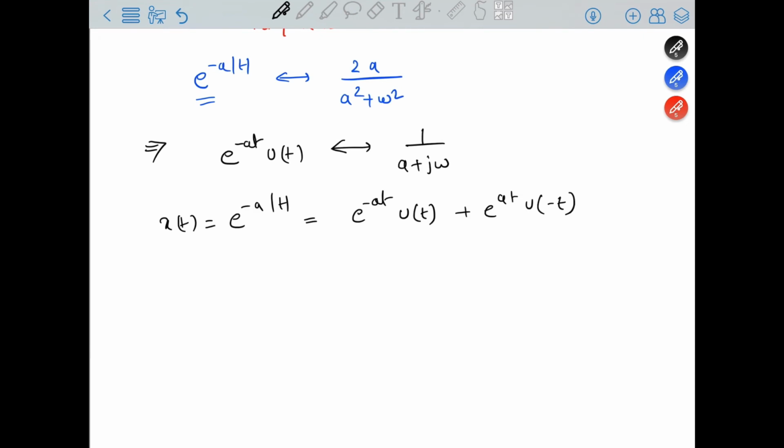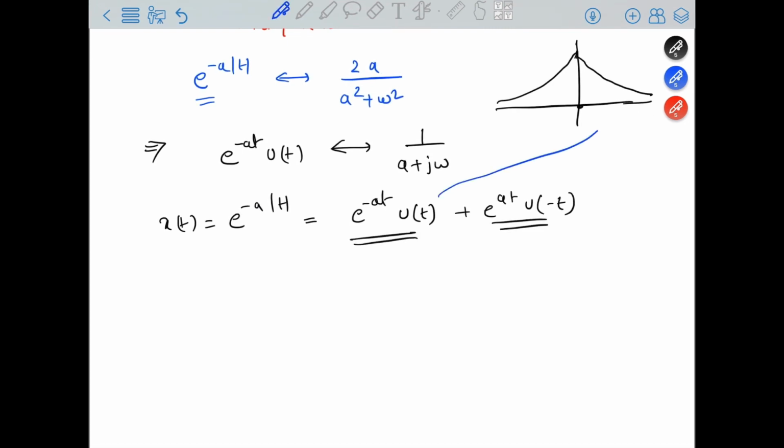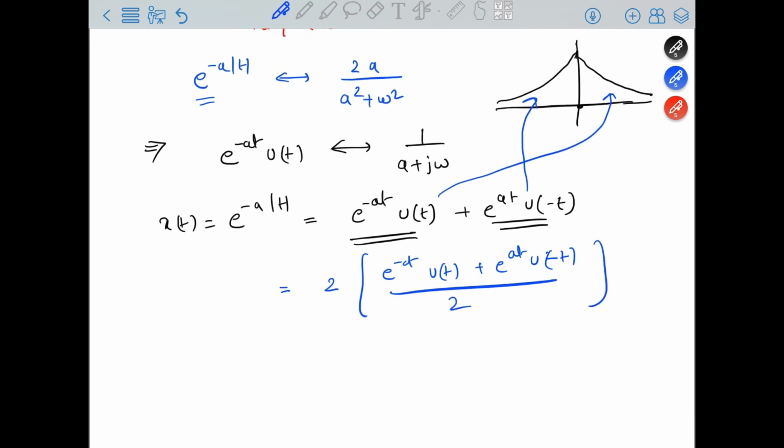How are we writing this? The function is basically following e raised to the power at when t is less than 0, and it is following e raised to the power minus at when t is greater than 0. So this part is represented by this graph, and this part is represented by this graph, and this is the summation of these two parts. So now we can also write this function as 2 into e raised to the power minus at u of t plus e raised to the power at u of minus t divided by 2.